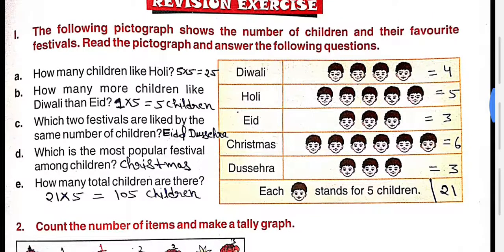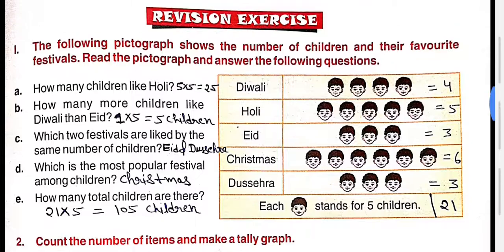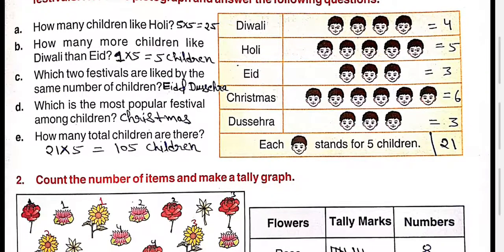Now come to the next one: which is the most popular? Most popular means most famous, and whose number is more. So your answer is Christmas, because Christmas has the most symbols. Christmas means 6 symbols. 6 symbols means 6 fives are 30. 30 students like Christmas. So it is the most popular festival.